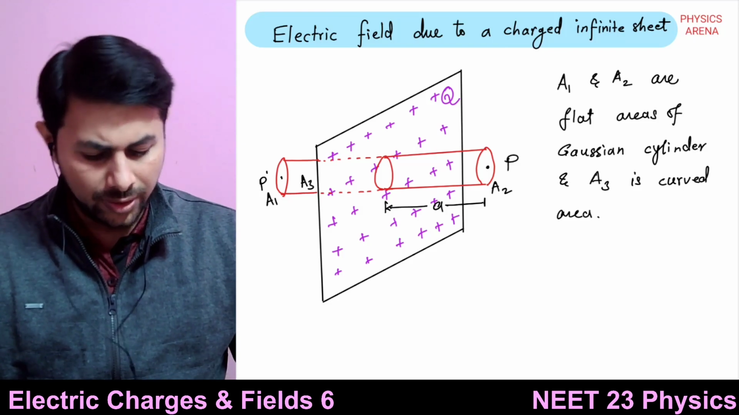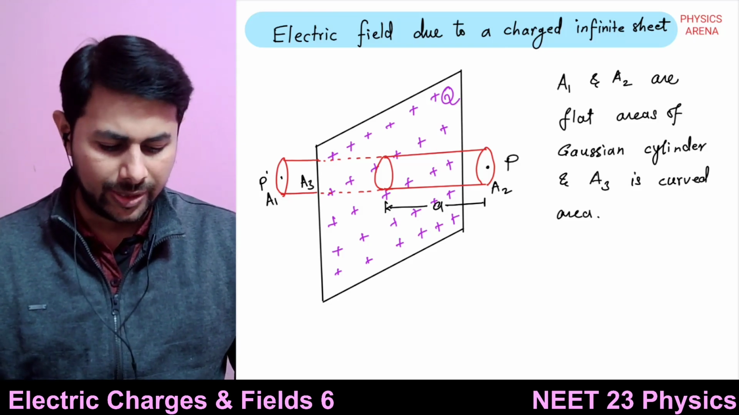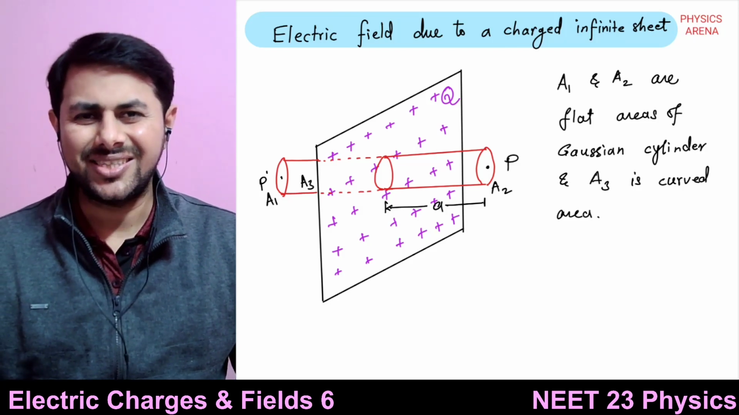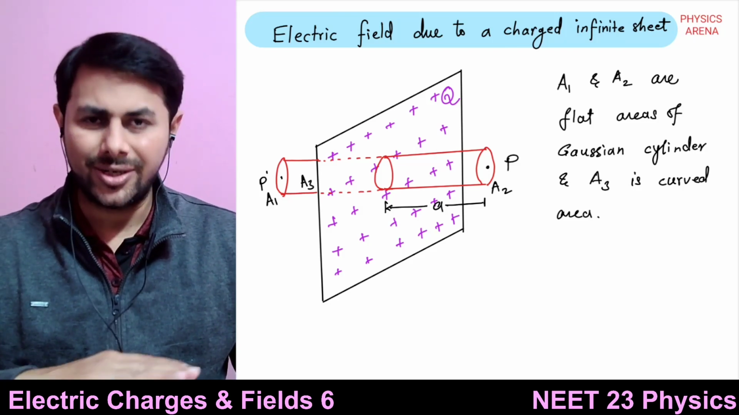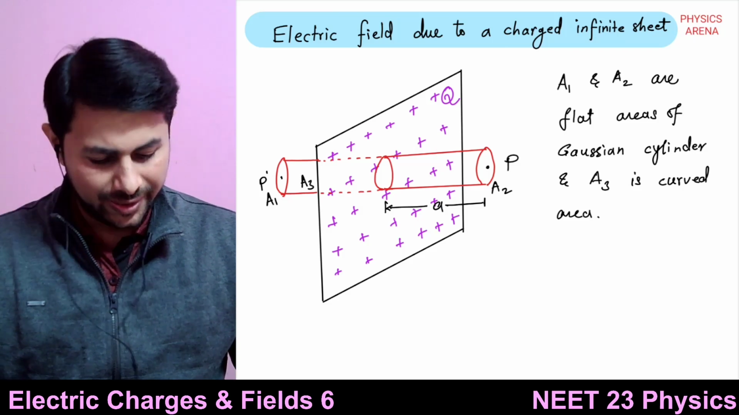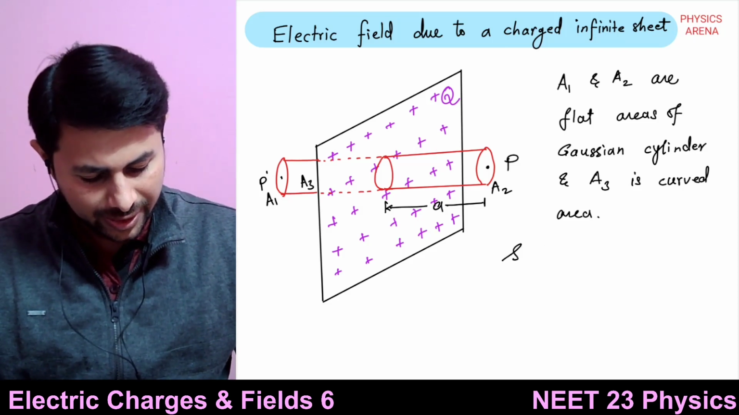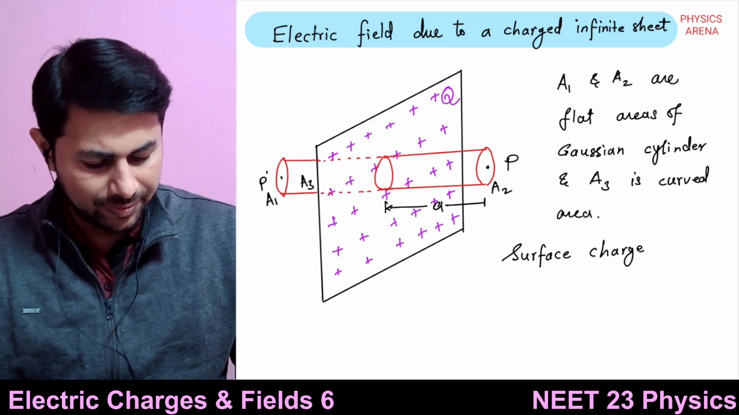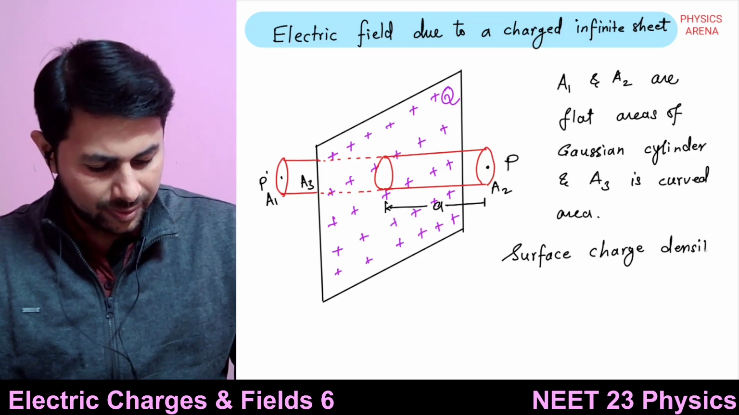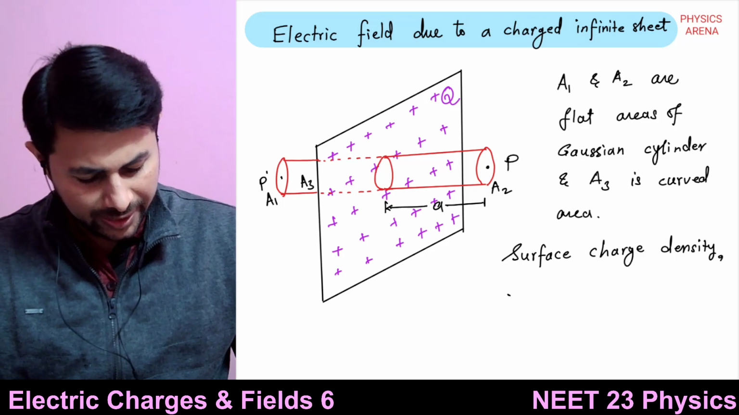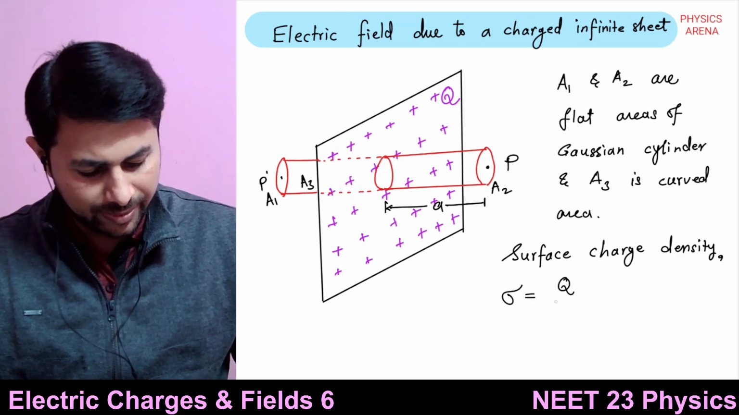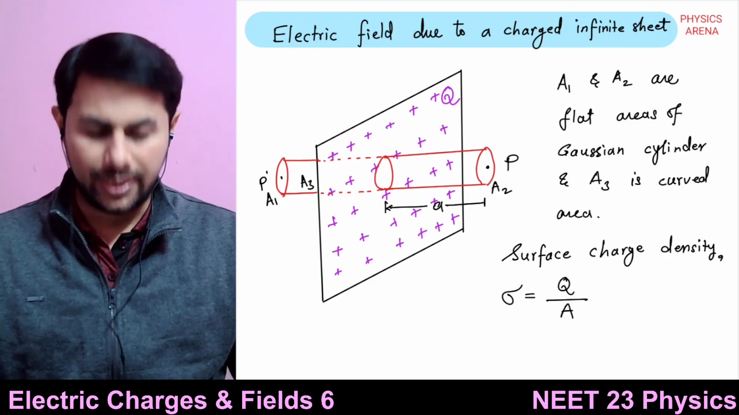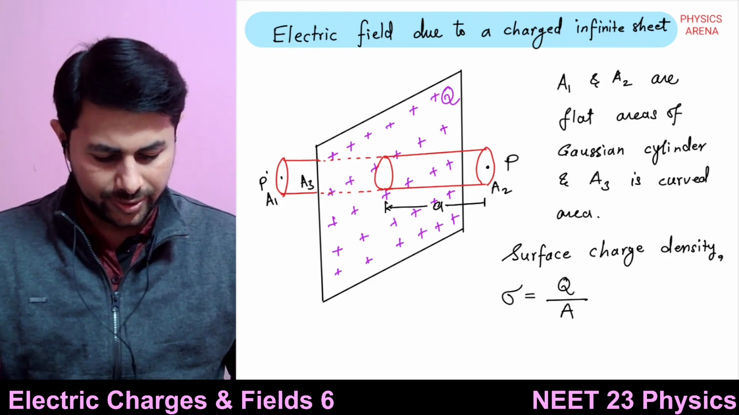So now, since the charge is uniformly distributed all over the surface area of the sheet, we can define the surface charge density. And what is surface charge density? It is charge divided by area. So Q is total charge, A is total area of this sheet.